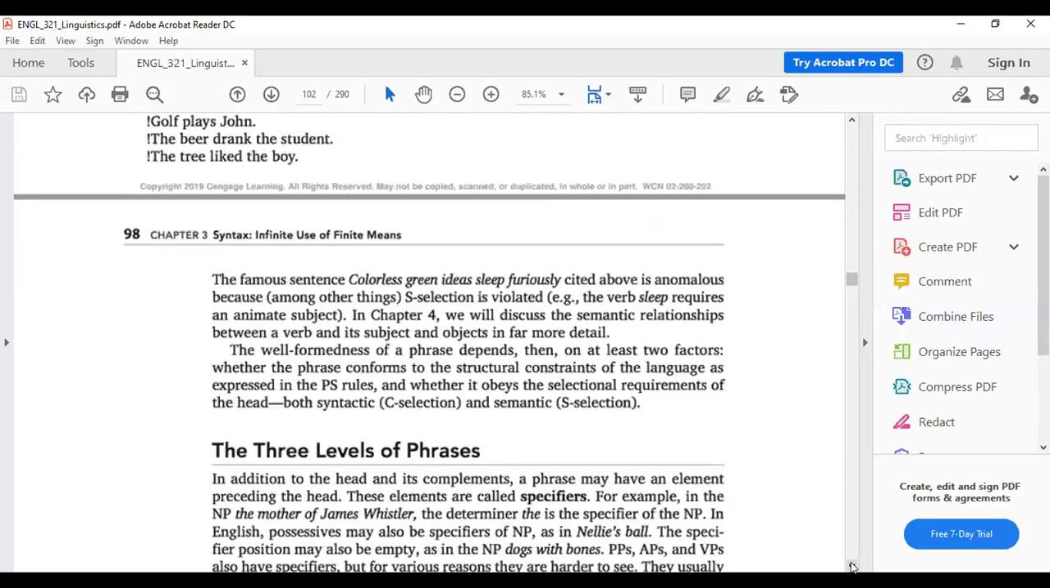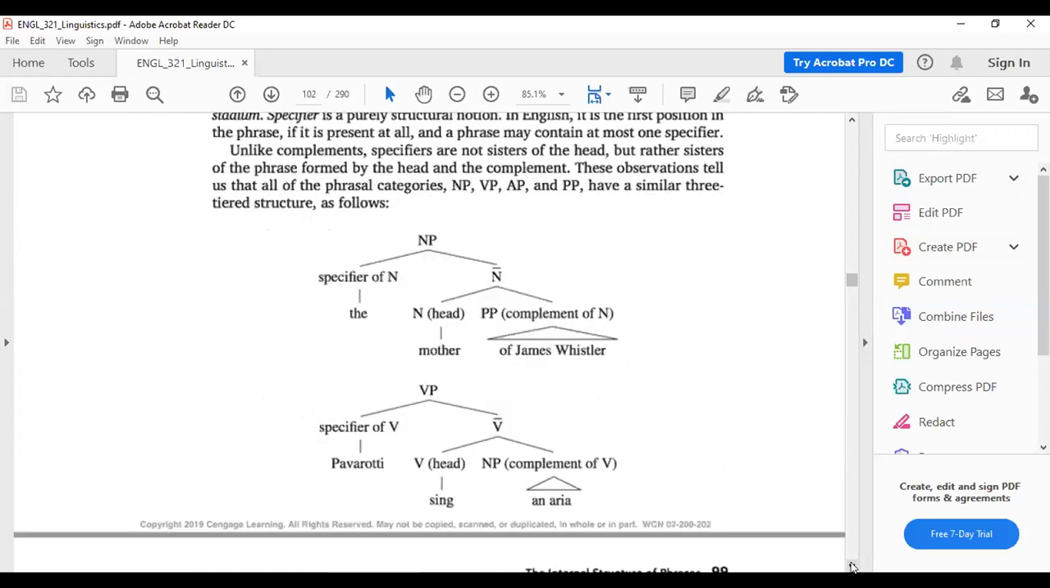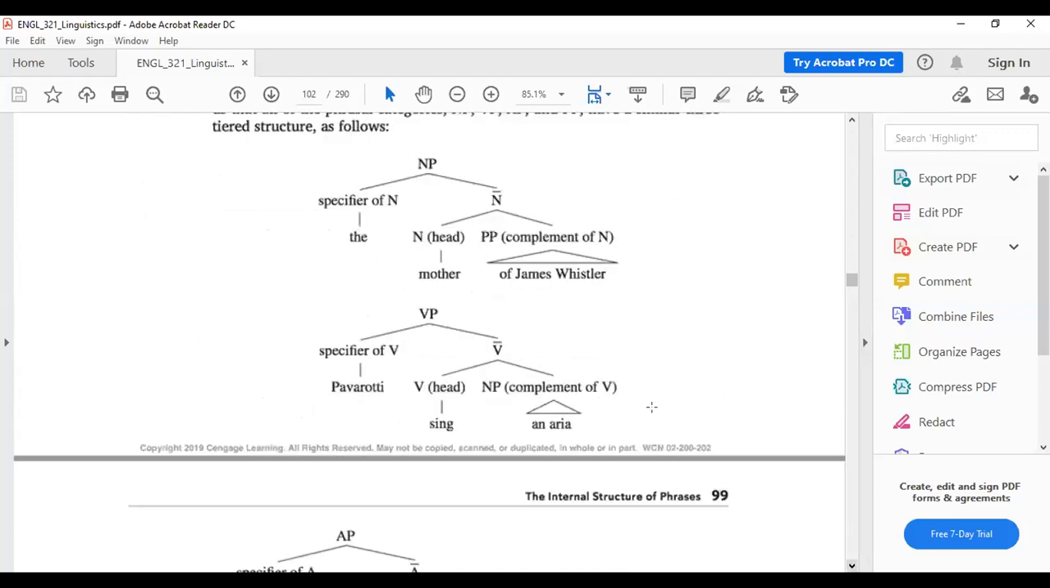Because later Chomsky provided, or entered or used, what was called X-bar theory. So instead of saying NP gives Det and N, he used NP gives spec, the specifier of the noun, which is the determiner there, and then N bar, the head, and N bar gives N and PP, the complement of NP, which is of James Whistler, for example.